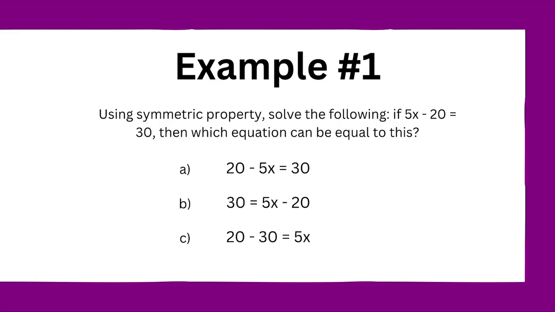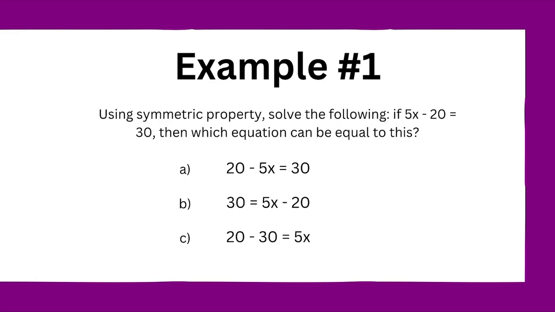Looking at C, I have 20 minus 30 equals 5x. So I did switch the 30 to be with the 20, but that's not what we're doing. The 30 was on the right side, so I would swap 30 by itself to go on the left side. 5x minus 20 have to be together because they are on the left side of the equation, so I would put that on the right. I cannot just take one value from one side and put it over with the next and then swap one value out. That is not what symmetrical property is.